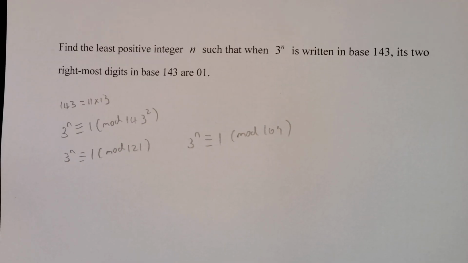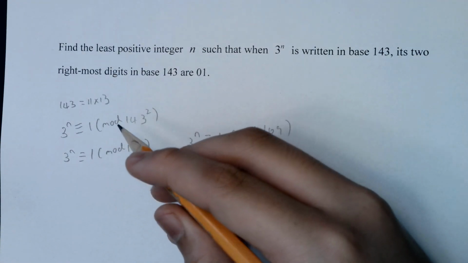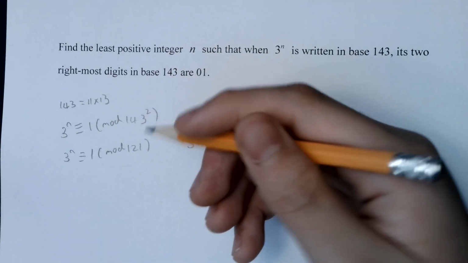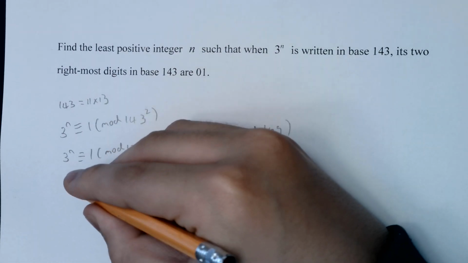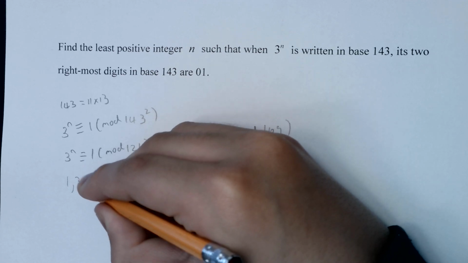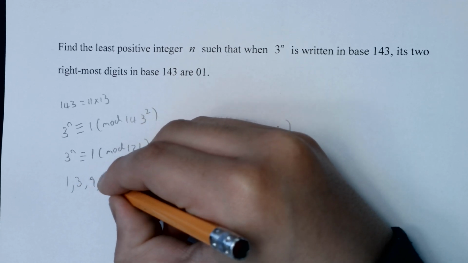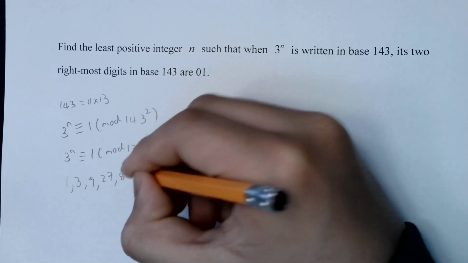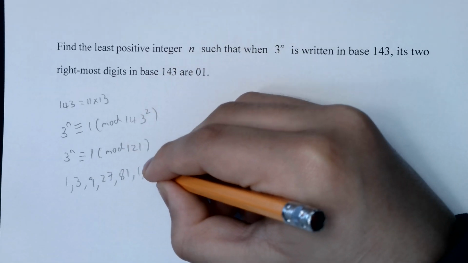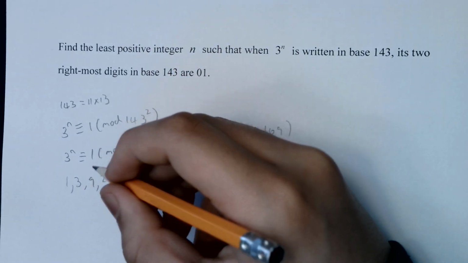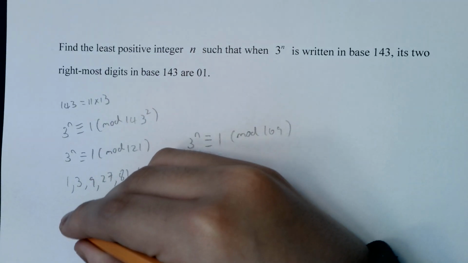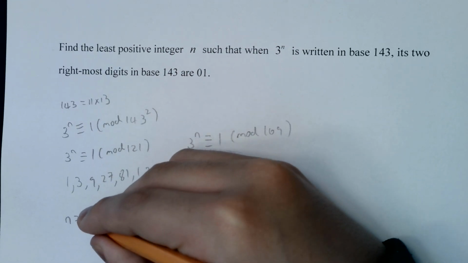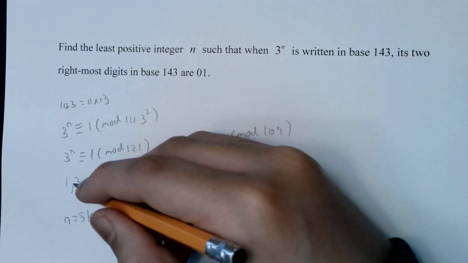For this case, we can just write out n from 0, 1, 2, 3, 4, and so on. In the list we get that the residues are 1, 3, 9, 27, 81, and then it leads back to 1 and 3. So our cycle is 5, so we know that n has to be equal to 5k for it to be equal to 1.